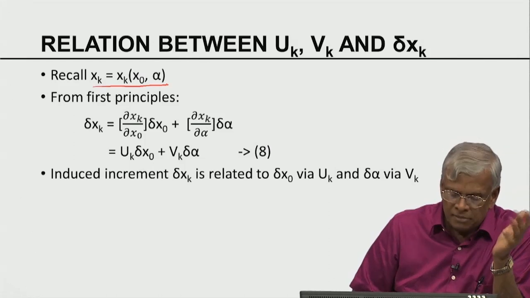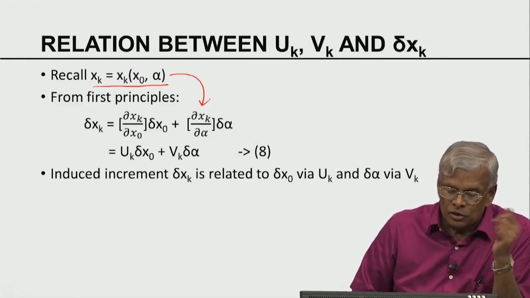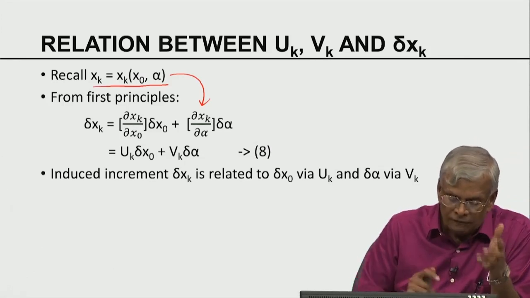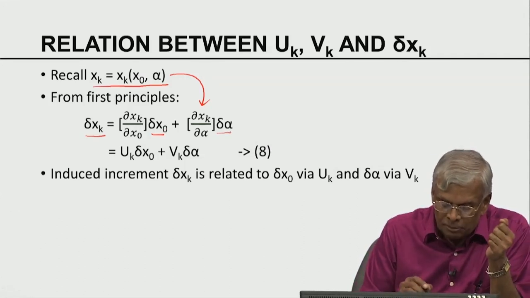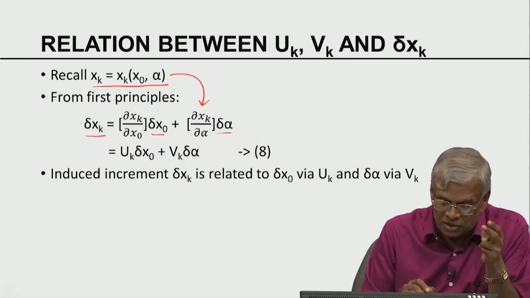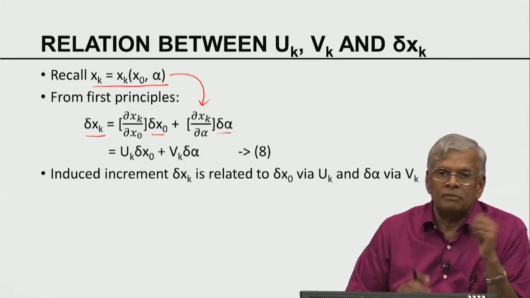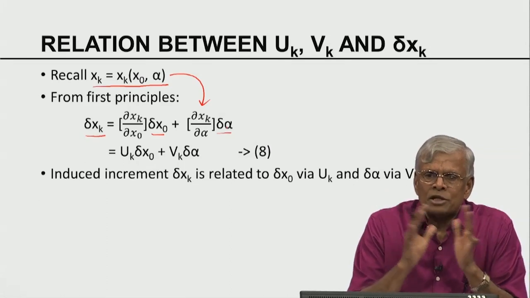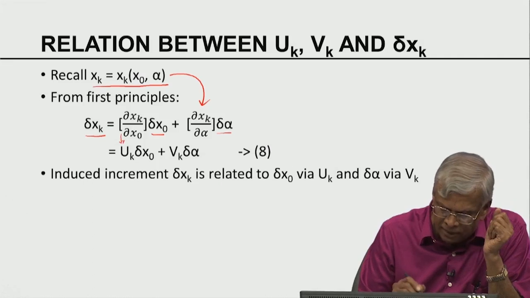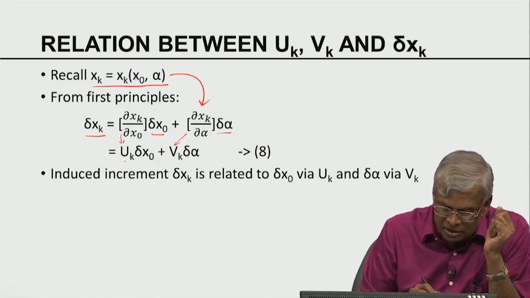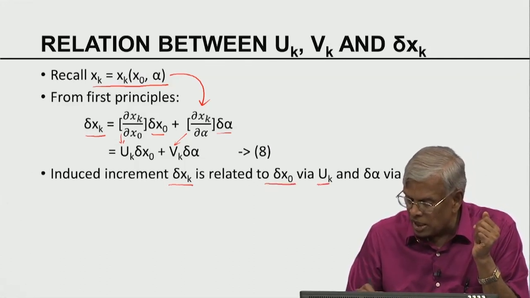Let xk be the model solution at time k. From first principles, from this equation we can derive this. So, xk is a function of x naught and alpha. Therefore, the first variation delta xk induced by delta x naught and delta alpha is essentially given by the product of the forward sensitivity of xk with respect to x naught times delta x naught, plus the product of the forward sensitivity of xk with respect to alpha times delta alpha. This is a very basic principle that comes from Taylor series expansion, first variation, and the notion of differentials in calculus. Now, we have already seen that this matrix is Uk and this matrix is Vk. So, this matrix is an n by n matrix, and this matrix is an n by p matrix. Therefore, the induced increment is related to delta x naught via Uk and delta alpha via Vk.